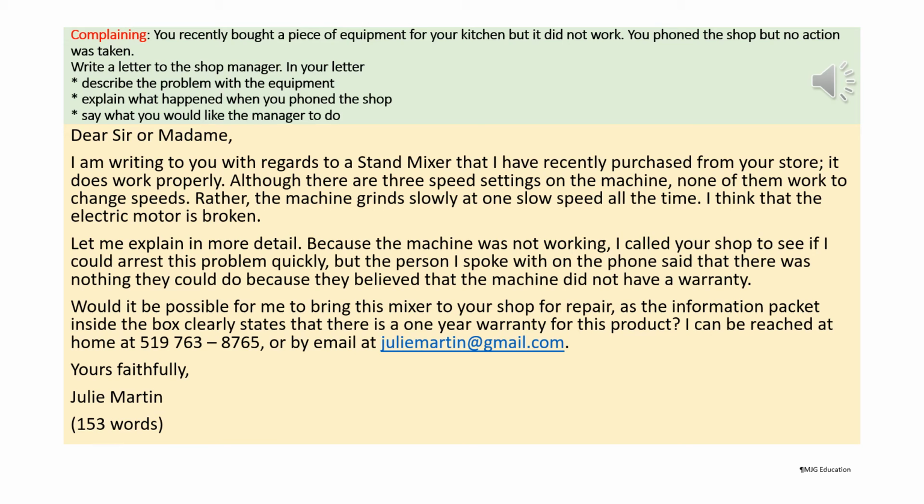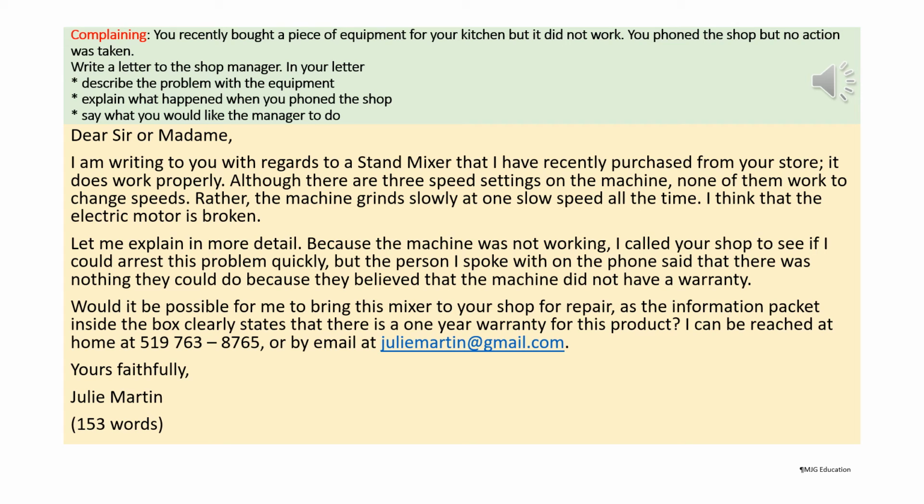In the middle paragraph, it says, let me explain in detail, and they only asked what happened when you phoned the shop. So they quickly explained here, because the machine was not working, I called your shop to see if I could arrest this problem quickly, but the person I spoke with on the phone said that there was nothing they could do because they believed that this machine did not have a warranty. So 2 sentences there, but a pretty long, compound, complex sentence in that second paragraph.